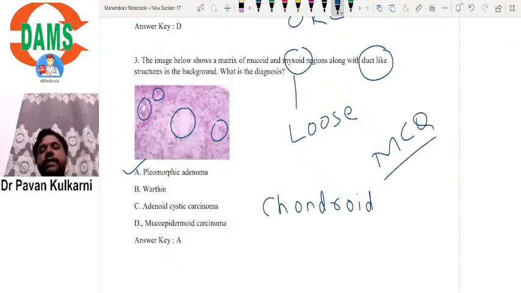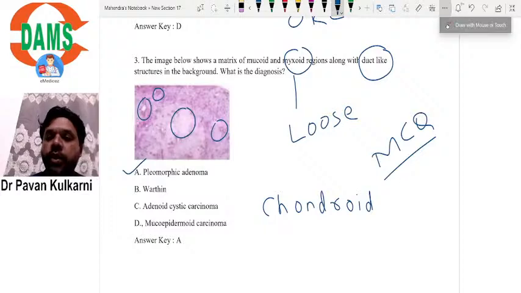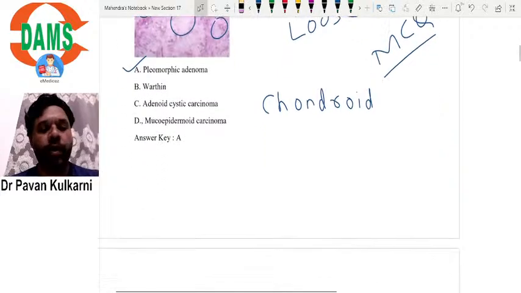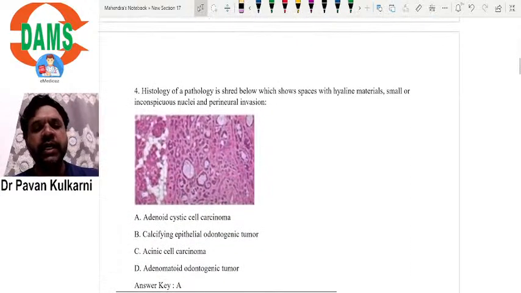Chondromyxoid stroma is a characteristic feature of pleomorphic adenoma. Pleomorphic adenoma. Okay, so that's a question here. Third question, that pleomorphic adenoma will show characteristic loose myxoid areas. Let us move on to the fourth question here.